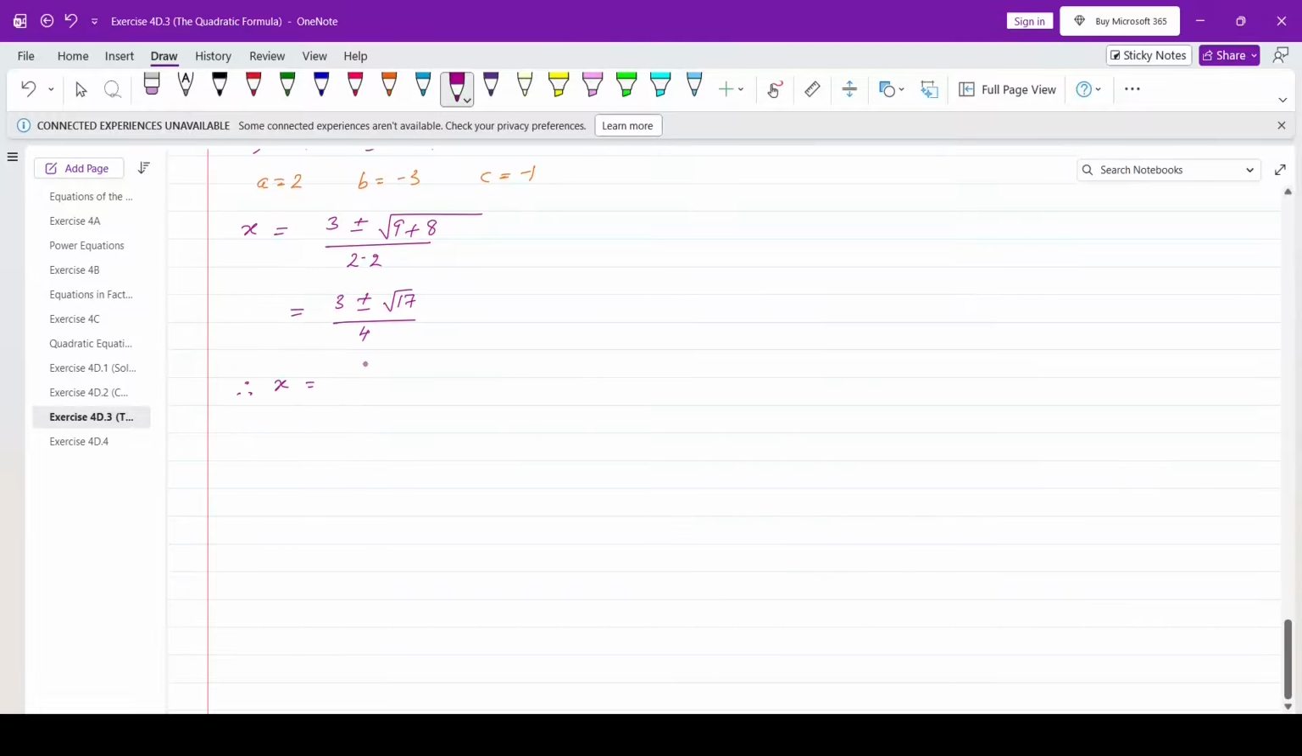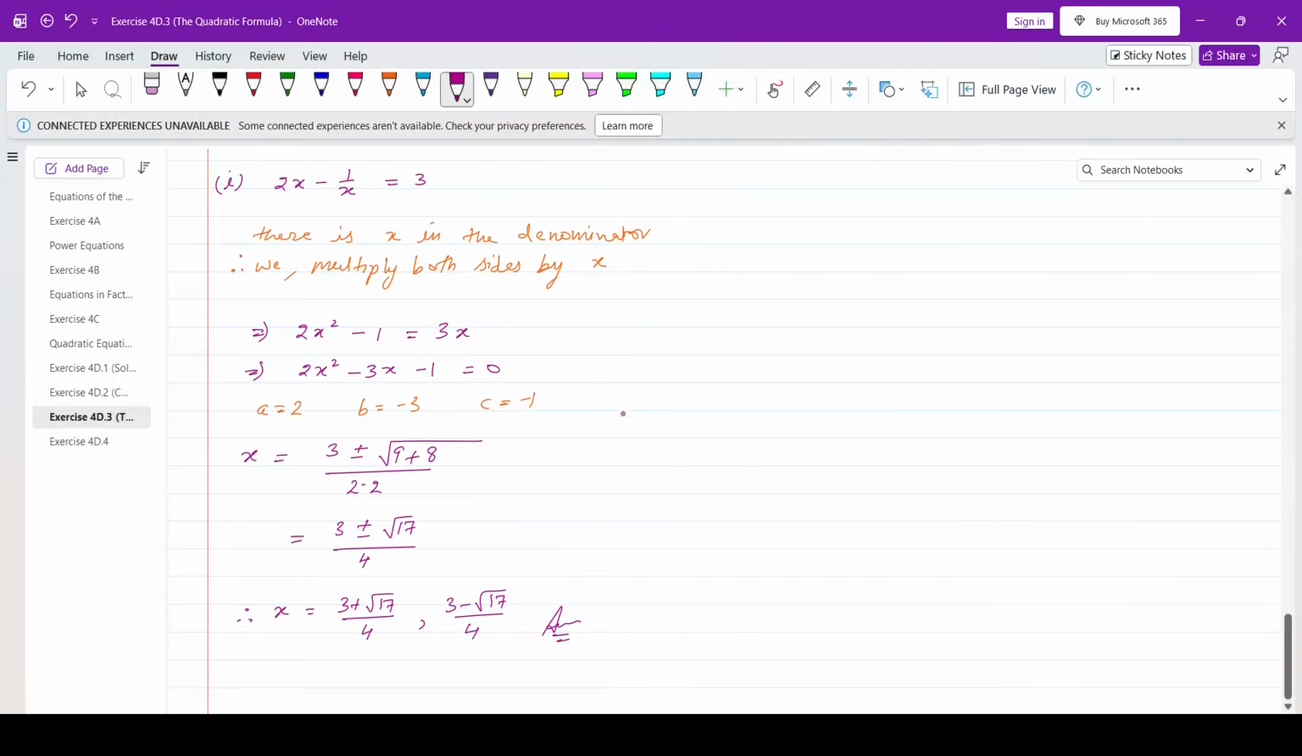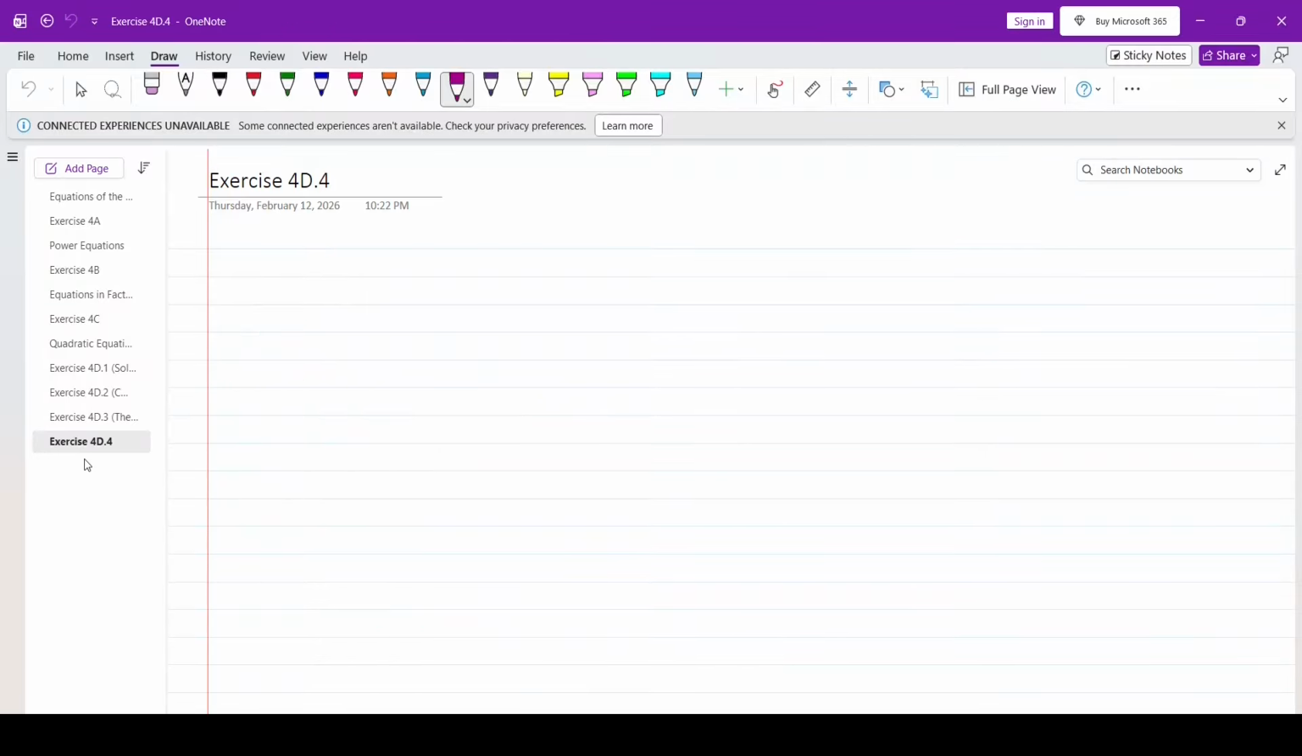Therefore, we can say x is equal to either 3 plus root 17 by 4 or 3 minus root 17 by 4. That's the answer. So let's move on to exercise 4D.4.